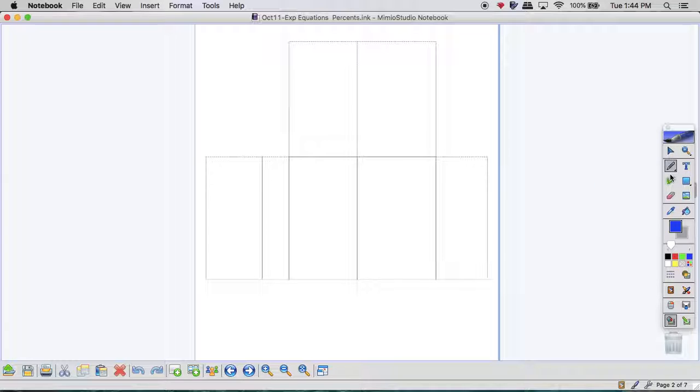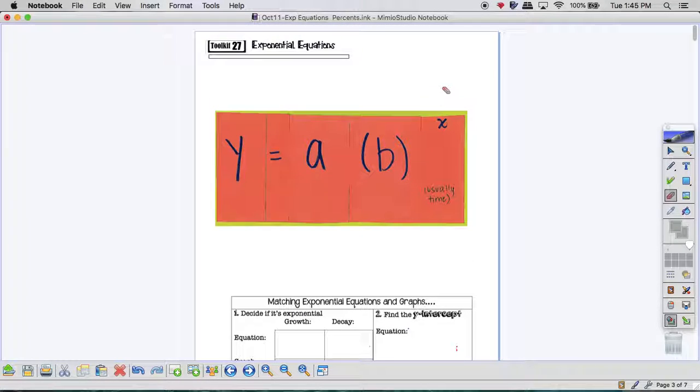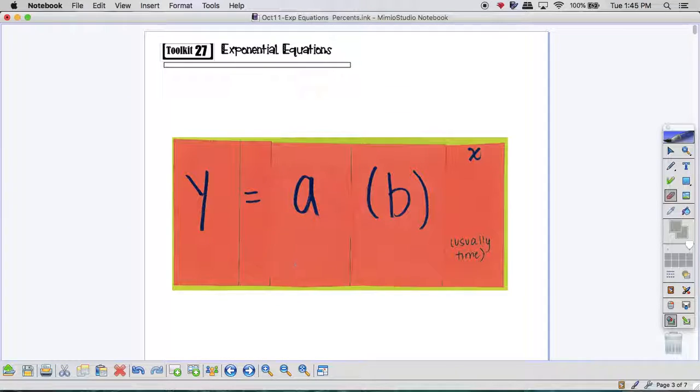Okay, hopefully you have cut out all of the dotted lines for this foldable. The next thing that we're going to do for this foldable is you want all of the lines facing you, put the glue on the back, and you're going to take this and fold it down and take this and fold it down. Okay, so all of the lines should be facing you when you glue it down. Okay, and you're going to glue it down on the exponential equations toolkit. And then I need for you to write y equals a parentheses b and then x in the exponent. So please pause the video until you do that.